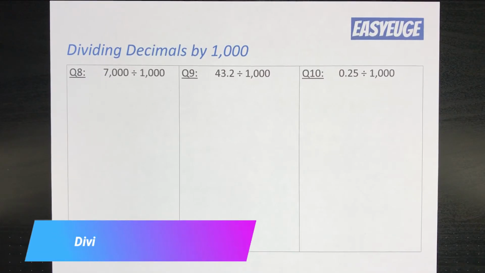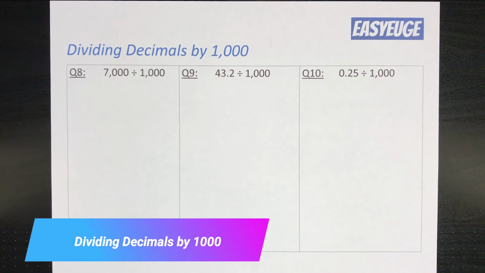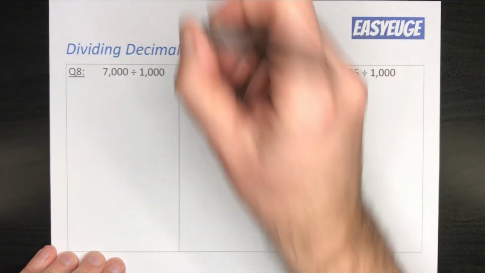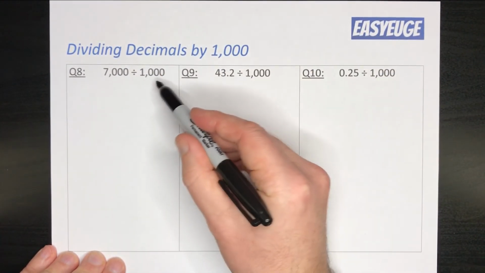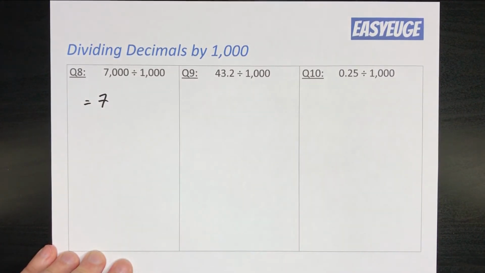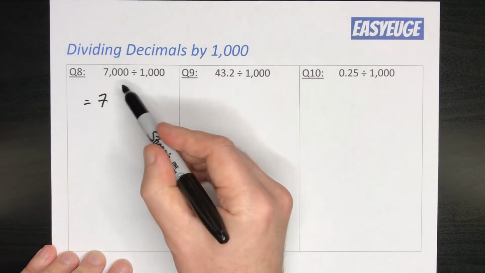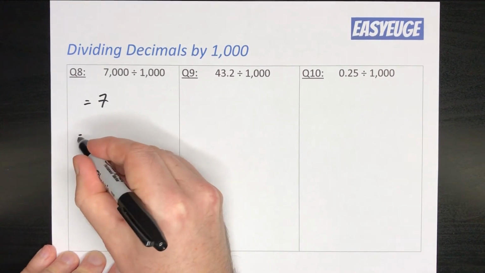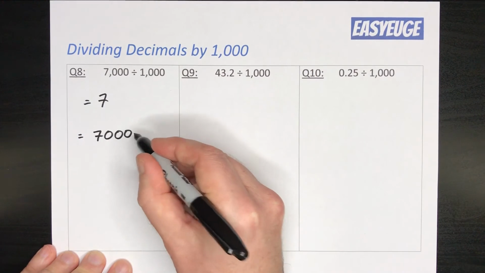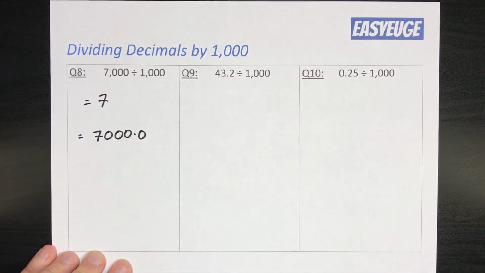Finally, let's look at dividing any decimal number by 1000. So let's start off nice and easy, as always, with 7,000 divided by 1,000. 7,000 divided by 1,000, we can see very simply, is just 7. So let's write 7,000 as a decimal, like we've done before. 7,000.0. So we've added in a decimal point.